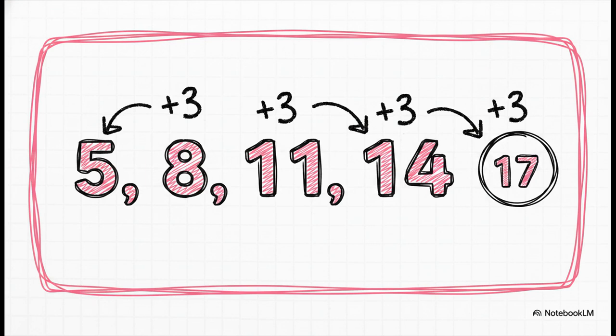So, did you figure it out? The rule here is just add 3. Simple as that. 5 plus 3 is 8. 8 plus 3 is 11. It just keeps going. Which means the next term after 14 would be 17. Easy, right? But what if the pattern wasn't just numbers?